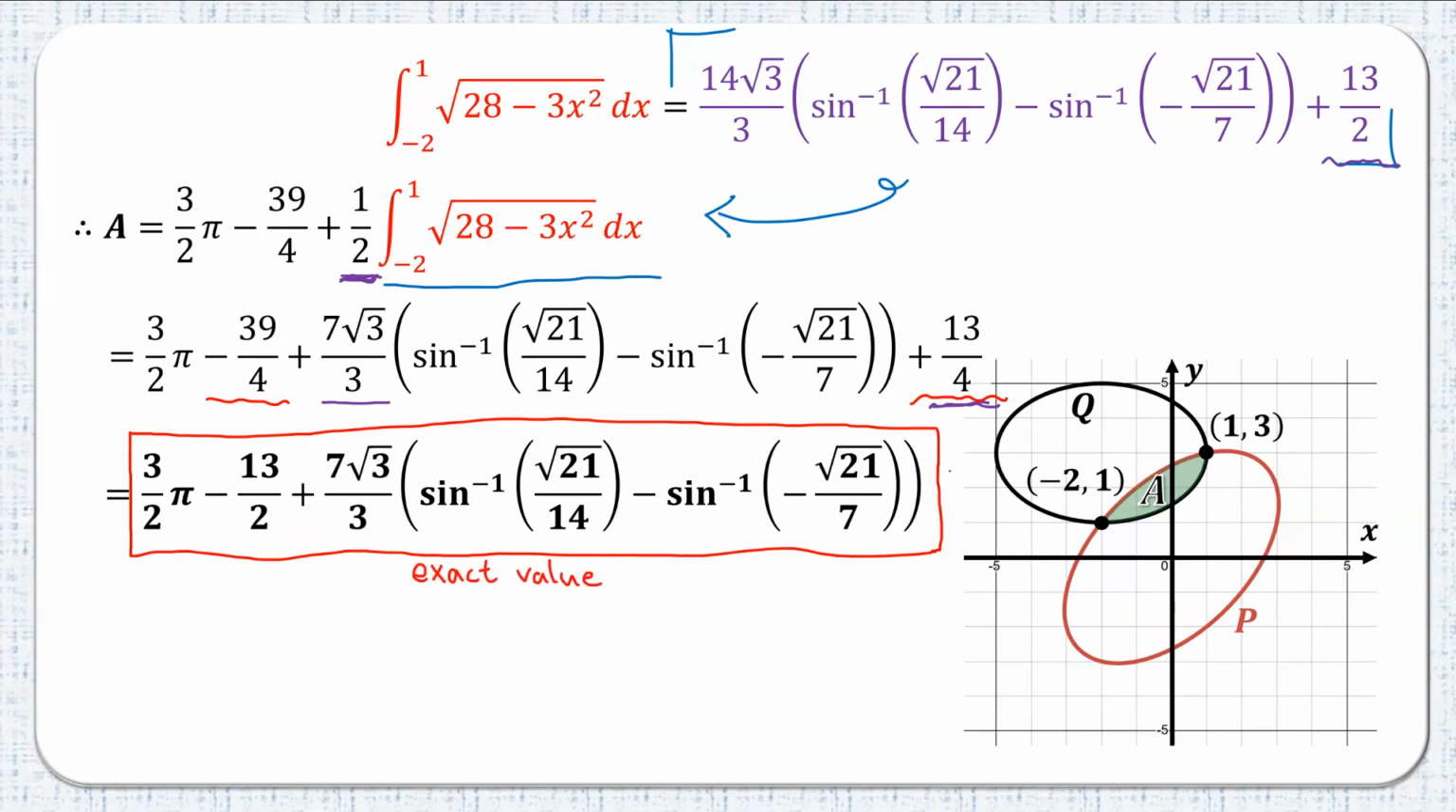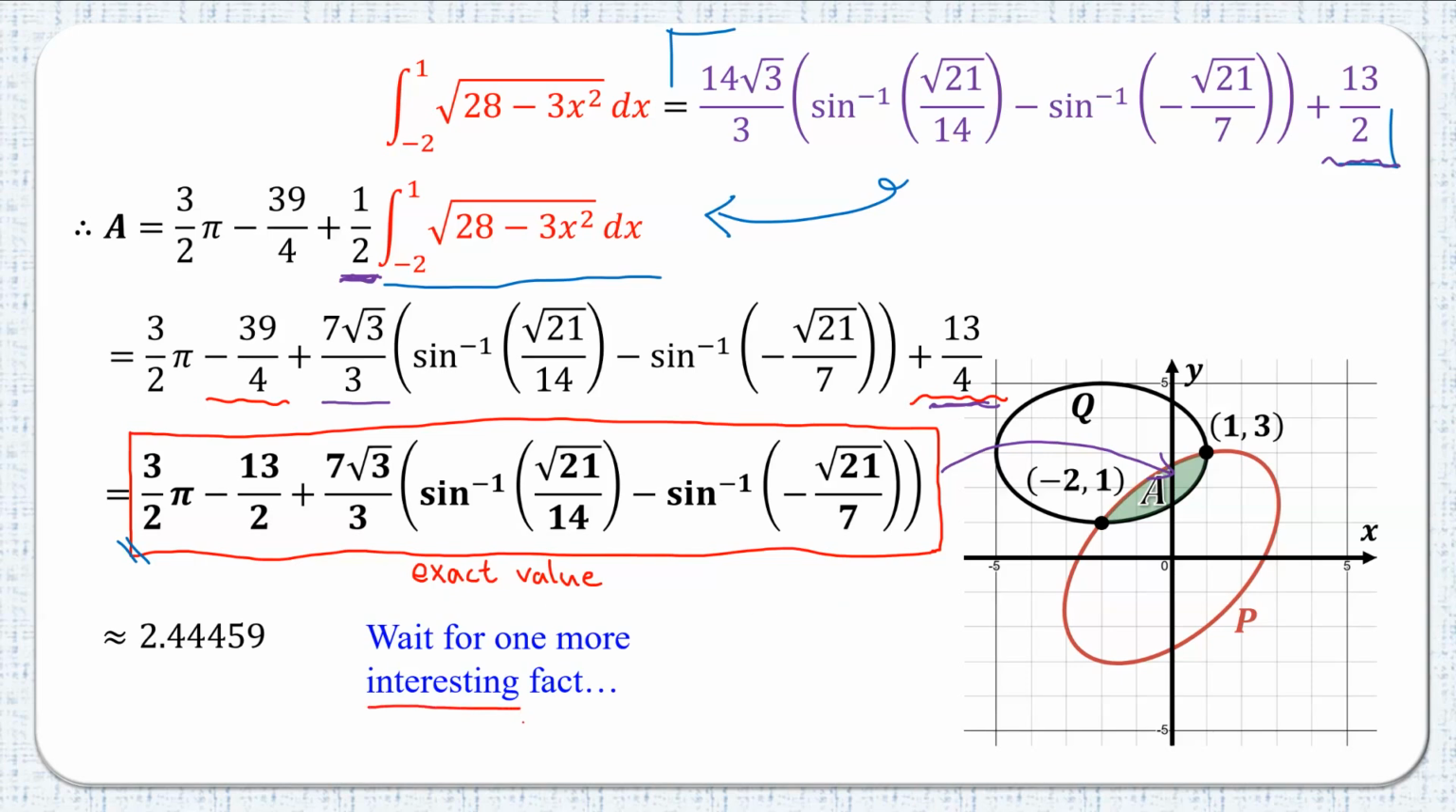This is the exact value of the area of the green shaded region in the figure, and if you want the numerical value, you can just plug this expression into a calculator to find it. So we have obtained the exact value of the area, which is a great achievement, but there is one more interesting thing that I want to explain.